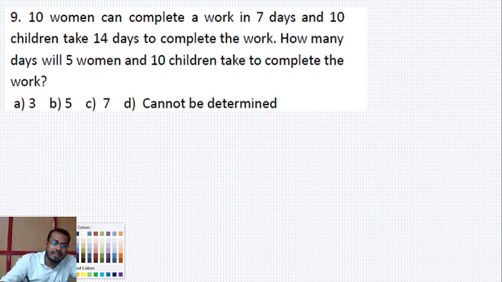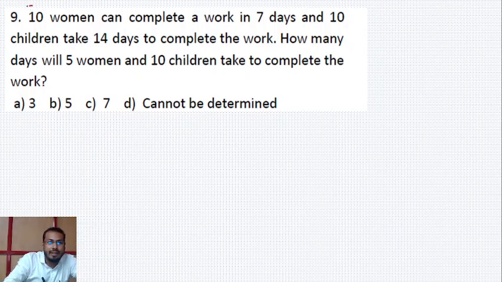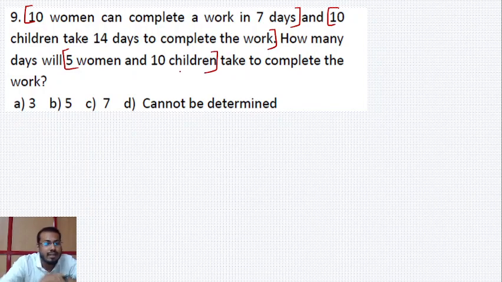And what is the question here? 10 women can complete a piece of work in 7 days. This is one thing. And the same work was completed by 10 children, who take 14 days to complete the work. And how many days will 5 women and 10 children take to complete the work? So here there are 3 parts given.